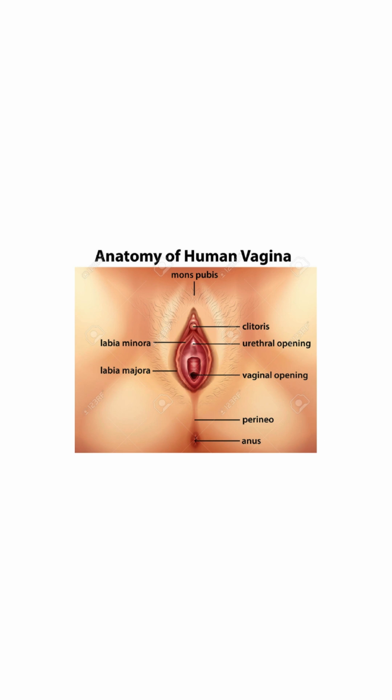Let's look at the functions of the vulva. Number 1. The vulva allows the passage of the penis into the vagina. Number 2. The vulva permits passage of the fetus during birth. Number 3. It permits the passage of urine out of the body.